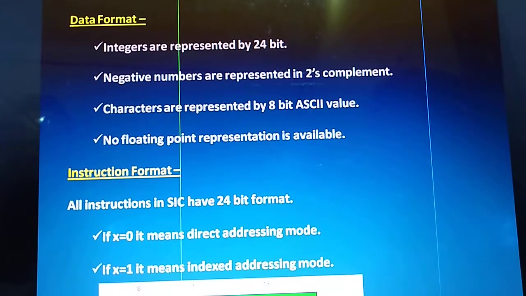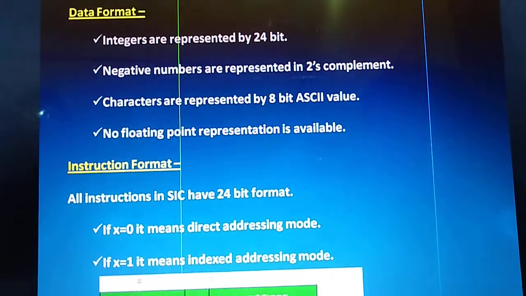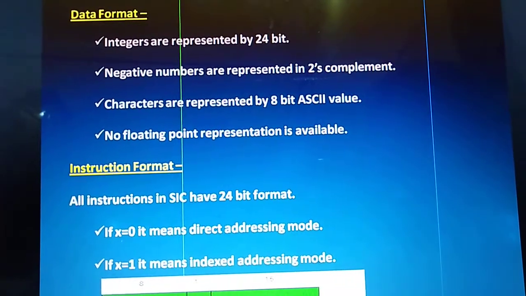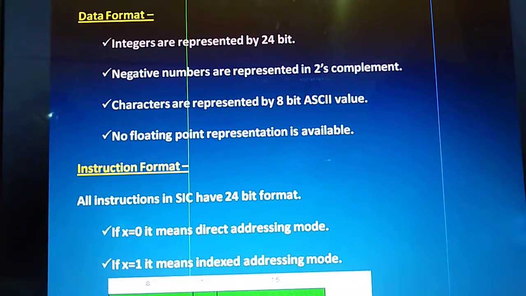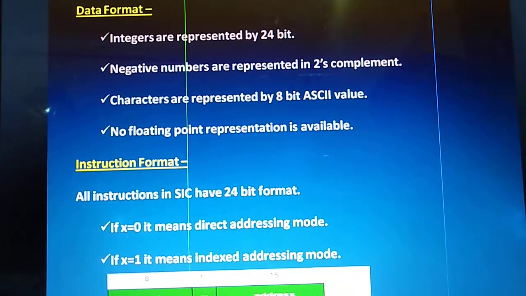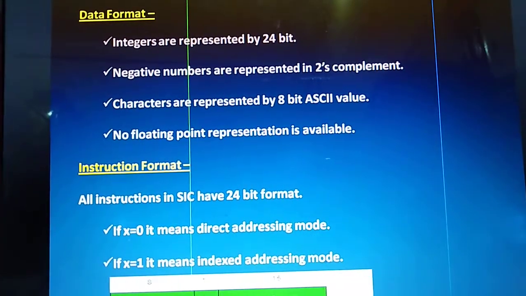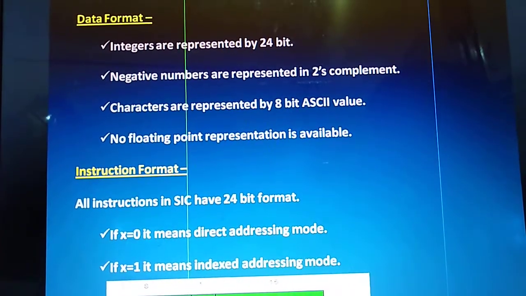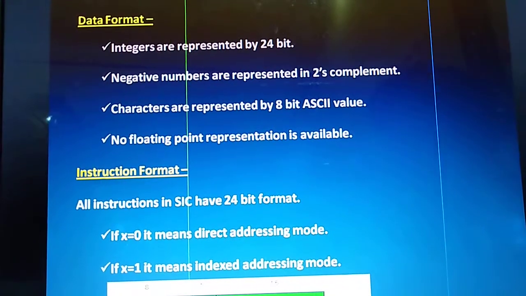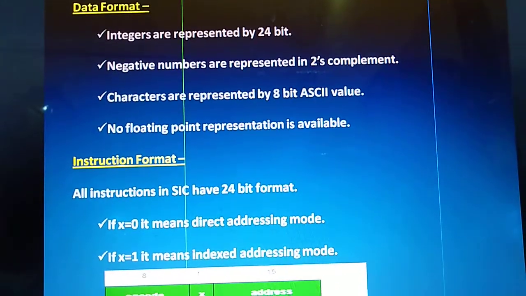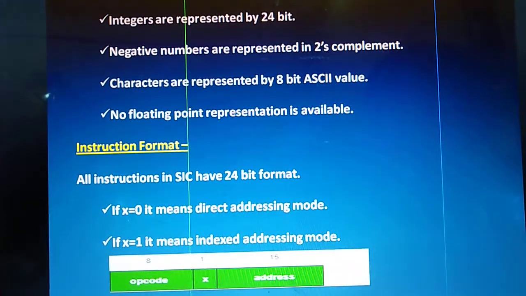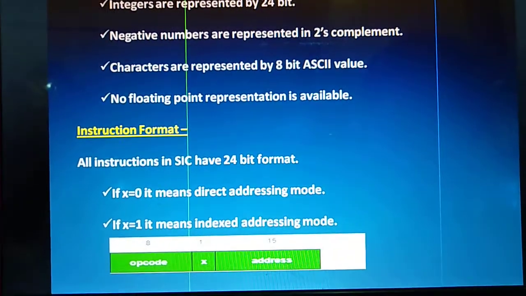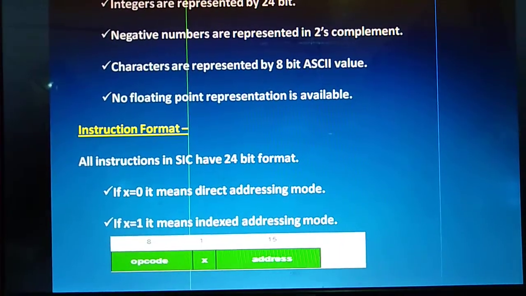Now, what is the data format of the instruction set? Integers are represented by 24 bits. Negative numbers are represented in 2's complement. Characters are represented by 8-bit ASCII values, that is American Standard Code for Information Interchange. No floating point representation is available. Floating point means something like 82.28. This is a floating number, so such a type of floating point representation is not available.